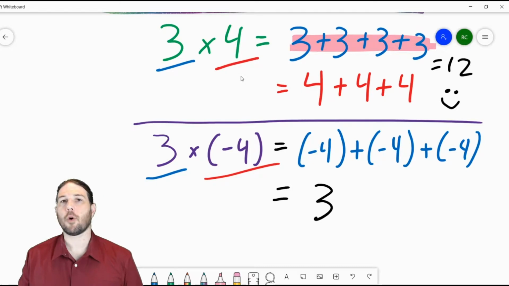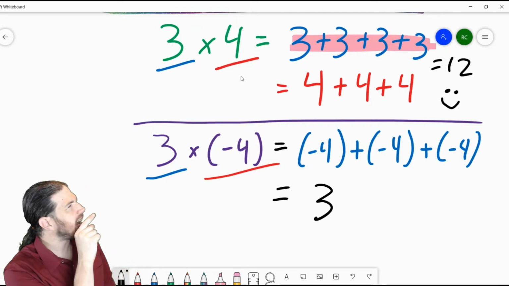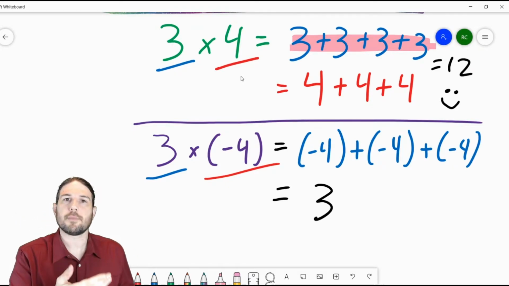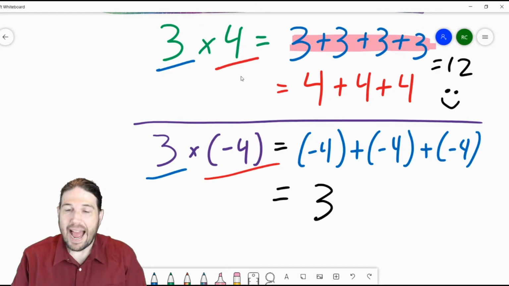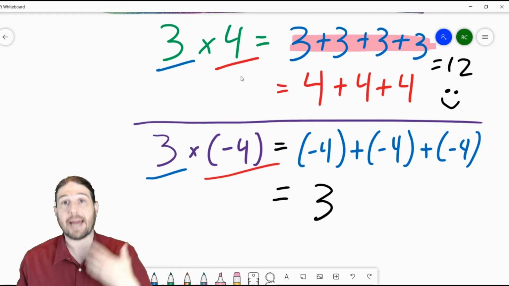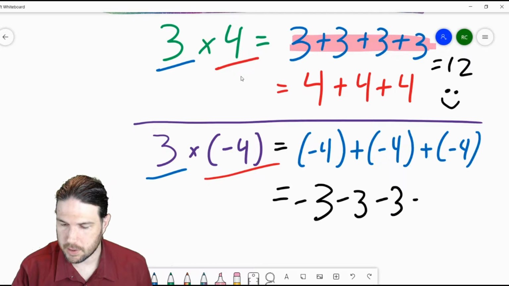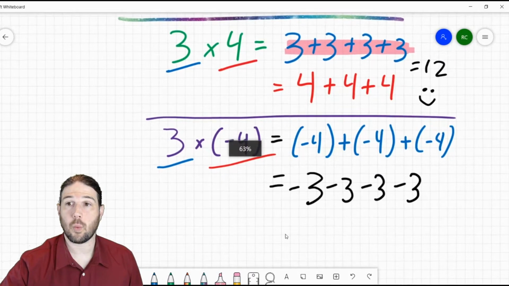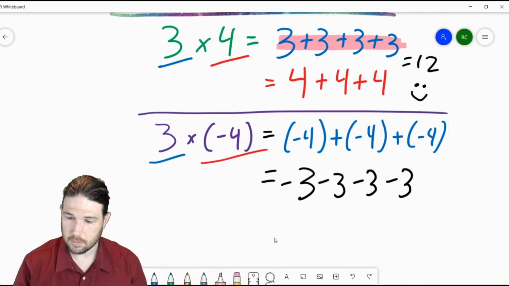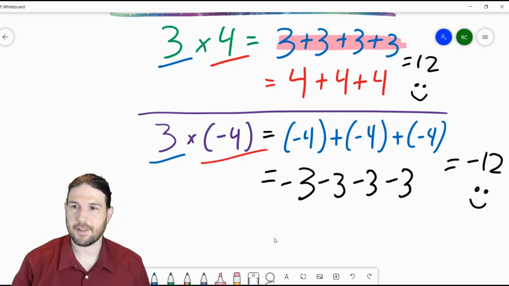With 3 times 4, we are adding 3 4 times. It stands to reason that with 3 times -4, we would be subtracting 3 4 times. So instead of adding 3, adding 3, adding 3, we're going to subtract 3 4 times. Once again, either way, our answer is -12. Happy face.